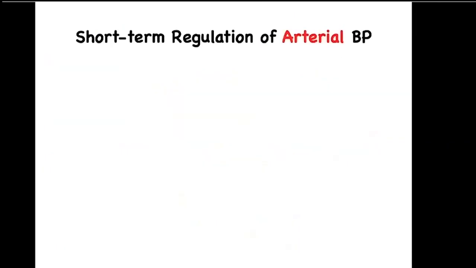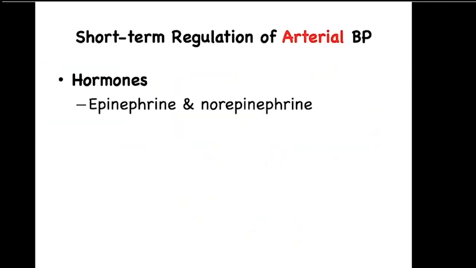Let's look at short-term regulation of arterial blood pressure. This will involve hormones. The adrenal medulla, recall, releases epinephrine and norepinephrine in response to sympathetic input. These hormones are going to bring about the same actions as the neurotransmitter norepinephrine. So they will bring about vasoconstriction. In addition, they will increase heart rate and contractility.